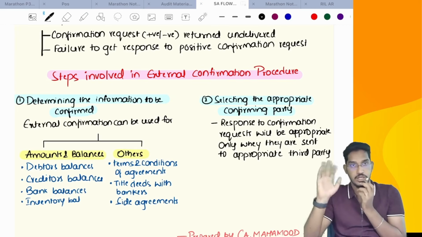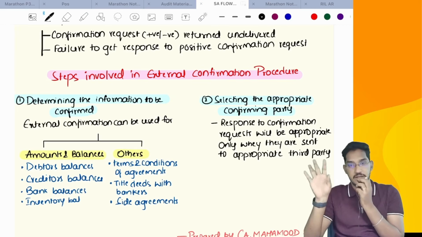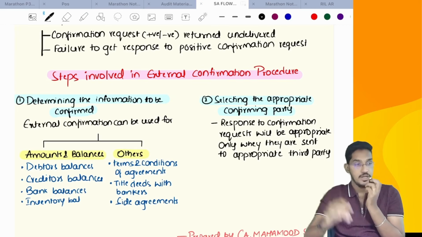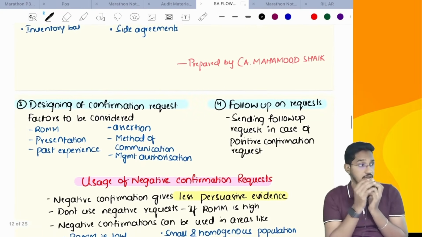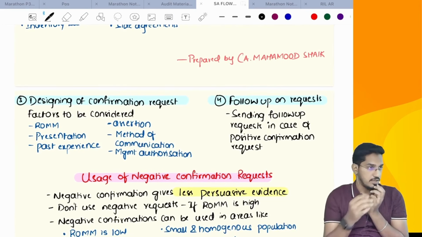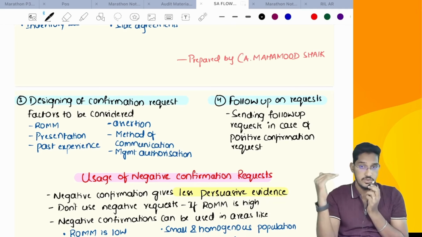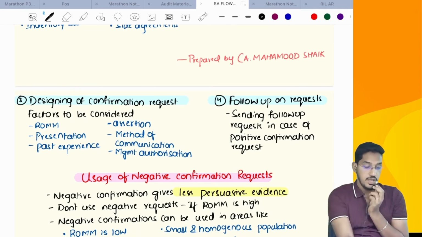Next, third step. You decided who is the confirming party, got his communication details, and you have identified the party. Now, what is the third step? Design. Now you have to take a decision. Should I go for positive? Should I go for negative? And what various factors will you consider? Like risk of material misstatement. If the risk is high, positive confirmation request. If the risk is low, negative confirmation request.